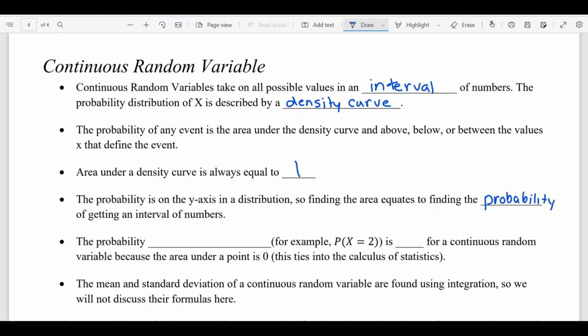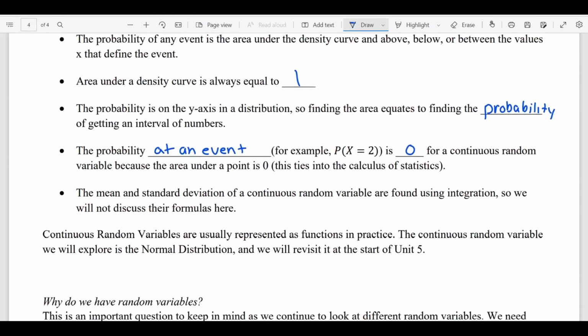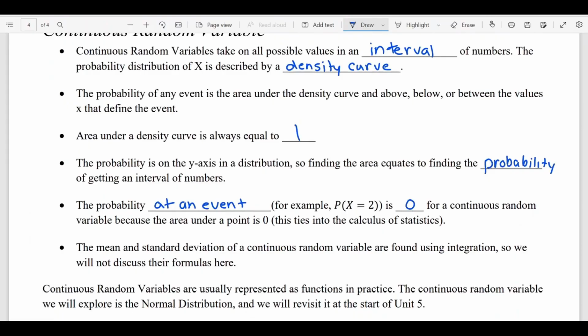The probability of a single event is actually 0 for a continuous random variable because the area under a single point is actually 0. And again, that's kind of getting more into the calculus side of statistics, which we will not approach. But when we do talk about our continuous random variable, you'll see that we always define x as an interval of values. The continuous random variable we are going to be discussing, starting off in Unit 5, is the normal random variable.